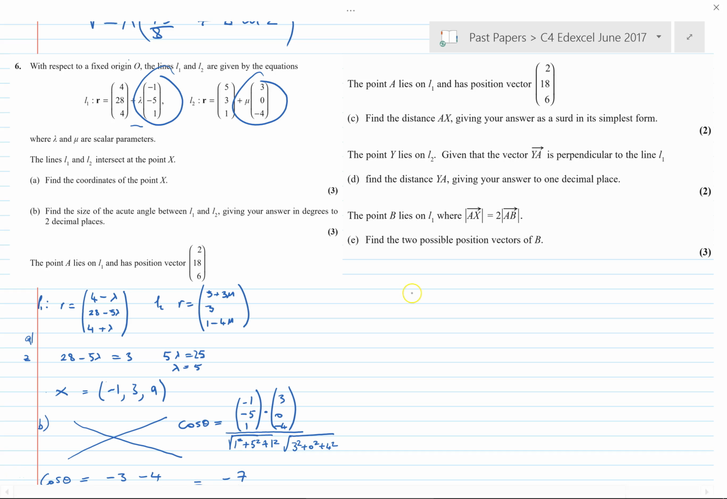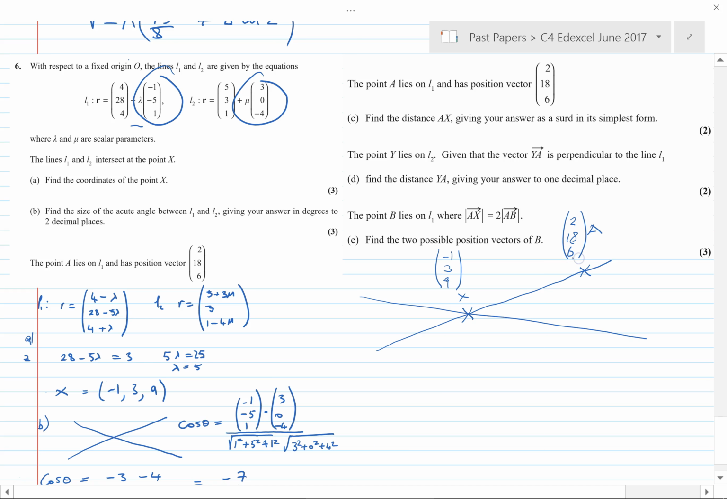So looking at part C, it talks about another point A on the line L1. Draw the diagram again. We know what point X is, we found it already: (-1, 3, 9) is the position vector of it. That's our point X, and we're given the point A, which is (2, 18, 6) as the position vector of that one. And the first bit is to find the length AX.